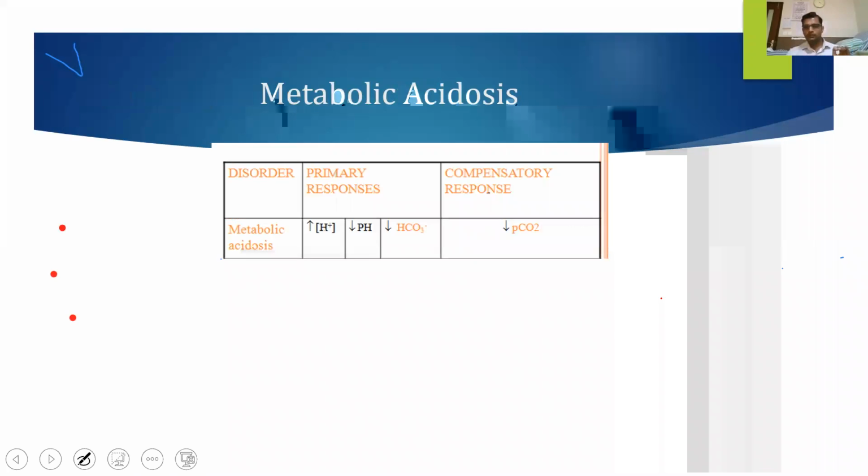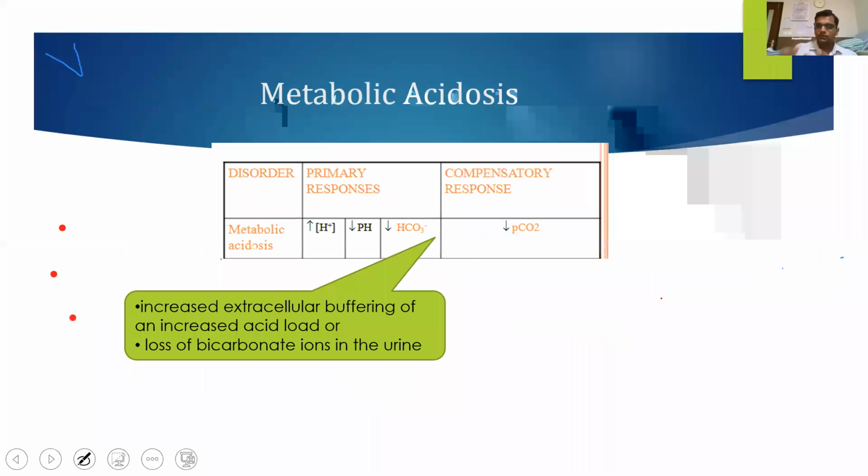Now we'll go through each disorder separately. So, metabolic acidosis. What has happened? There is a decrease in pH and there is a decrease in bicarbonate. The decrease in bicarbonate can be because of two reasons. One, it can be because of loss of bicarbonate in urine, loss of bicarbonate per se causing decreased bicarbonate. That is what we call normal anion gap metabolic acidosis.